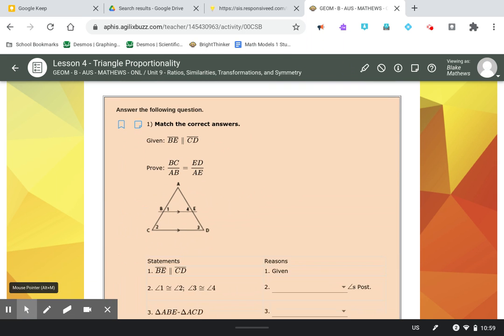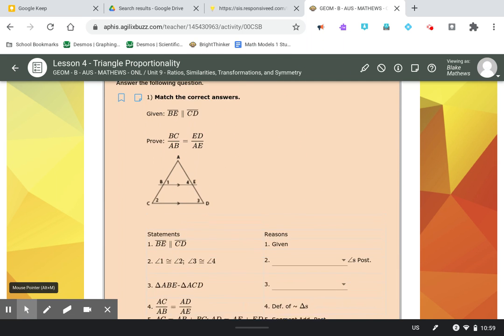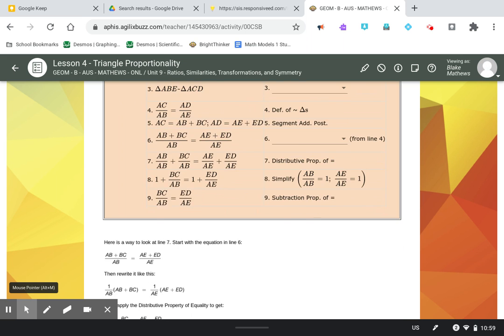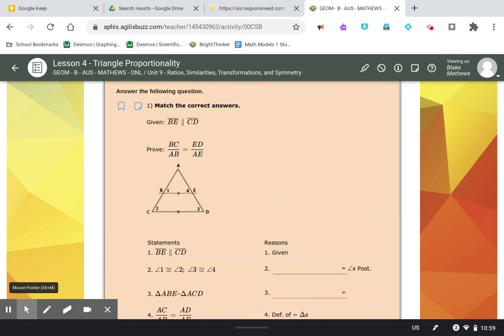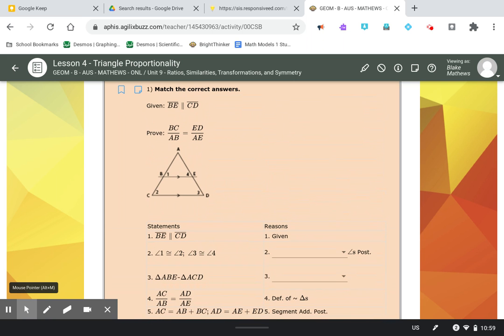And so then they go into a proof. So we're going to go through and just do the proof together. So you guys have everything you need for this because you're not going to be responsible for the proofs on the test. So it says that we have BE is parallel to CD. So this is parallel to this. That's our given. And we want to prove that these sides are proportional. Okay, that's what we're saying right here.